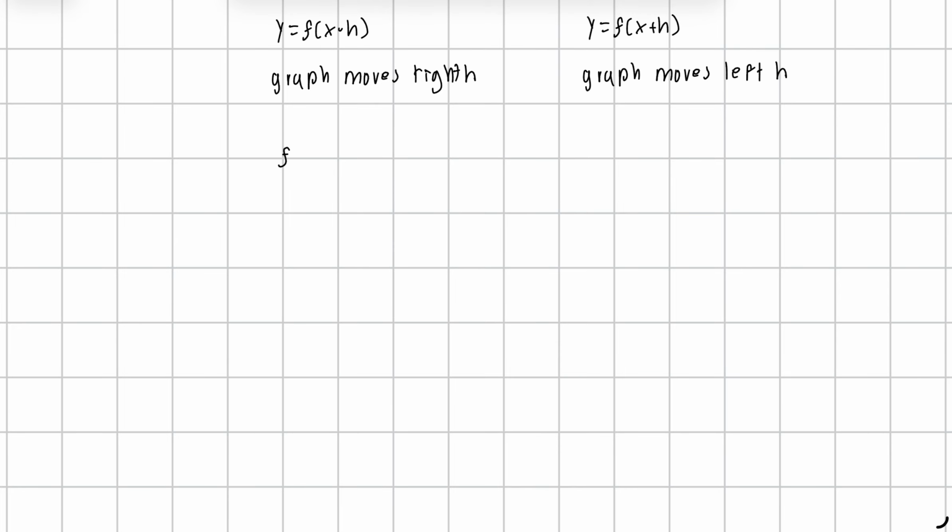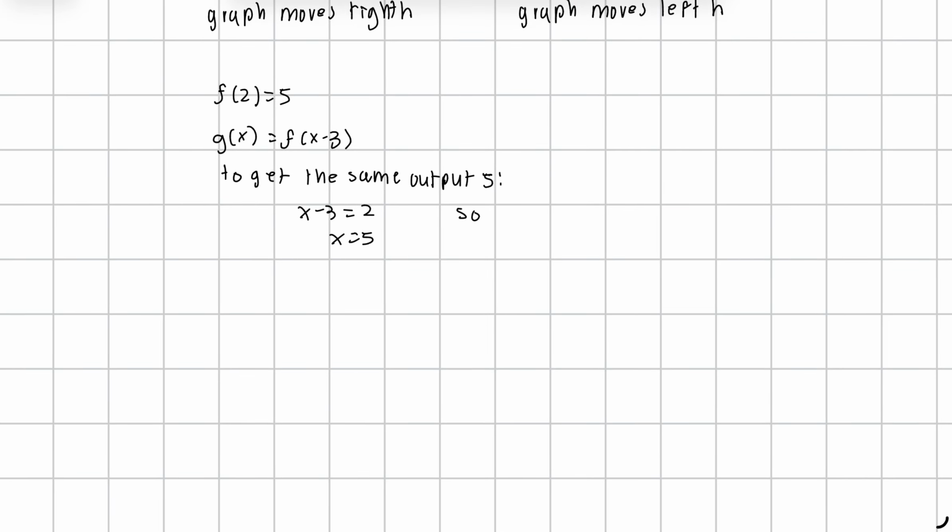Well, for example, if we have f of 2 is equal to 5, and we look at g of x is equal to f(x minus 3), to get the same output 5, x minus 3 is equal to 2, so x is equal to 5. So our point is moved from (2, 5) to (5, 5).